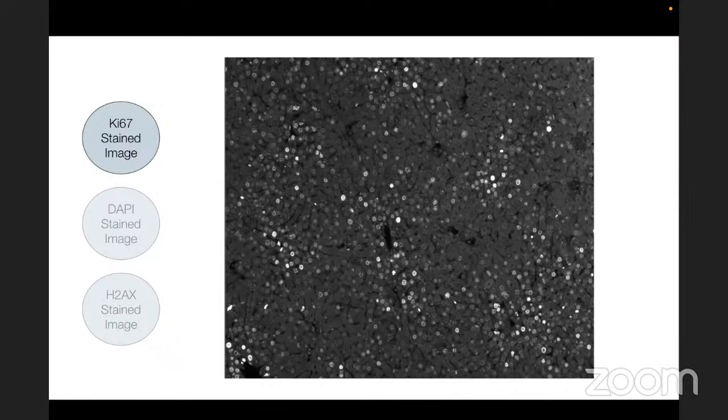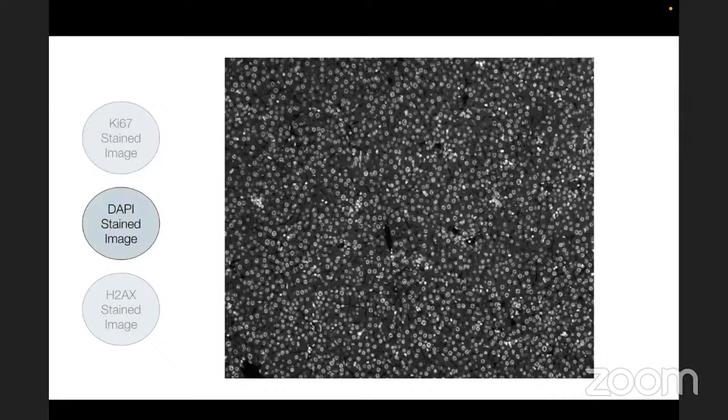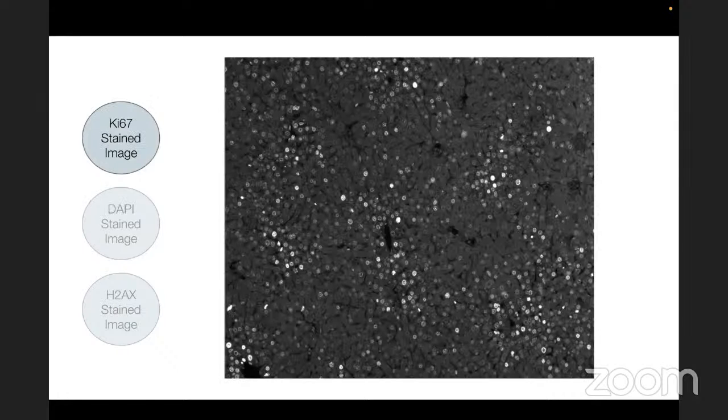As you can see, going from this image, which has all the nuclei, to this image, which only has some of the nuclei, we're able to identify which ones are specifically in an active cell cycle stage.